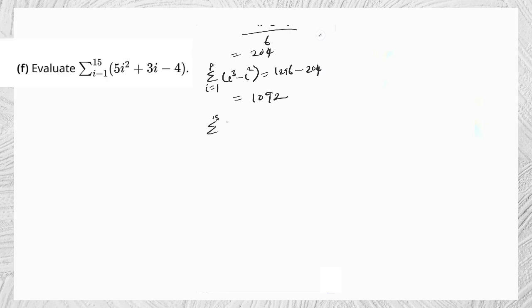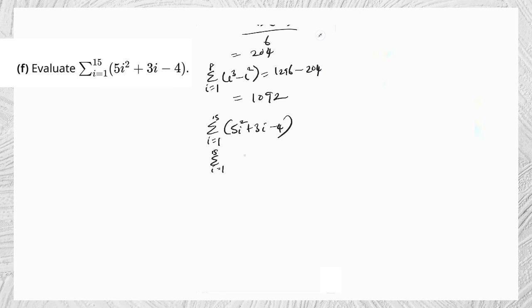So next we have evaluate 5I squared plus 3I minus 4, where I is equal to 1 summed up to 15. So as you can see, if we were to use our simple method, it will take forever to solve something like this, unless you have maybe a calculator or something. But solving manually will take a long time.